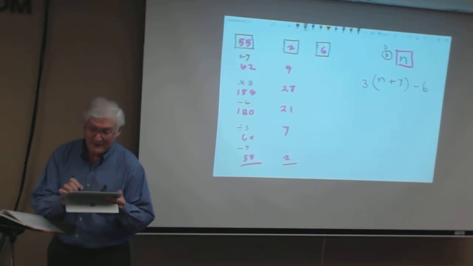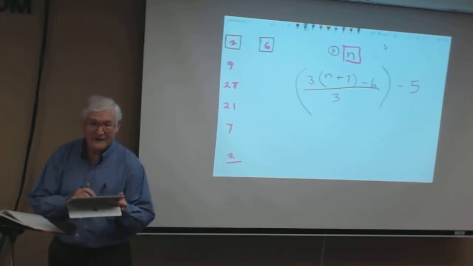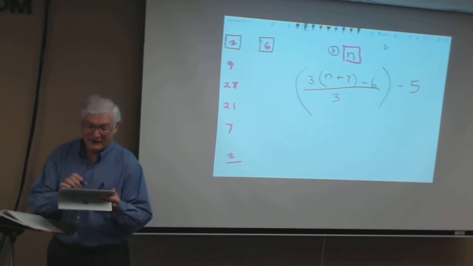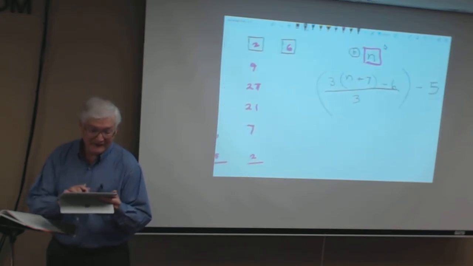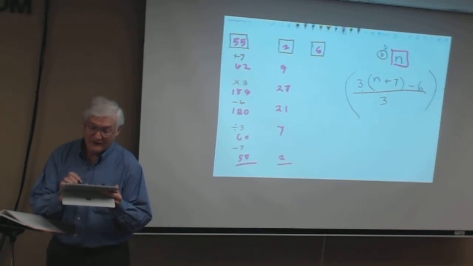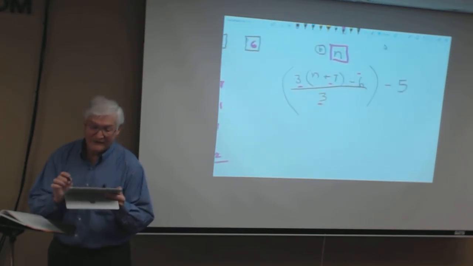Everybody see what I'm doing? Then that would be all of that divided by 3. And then that would be all of this minus 5. You follow me? And want to see where I got this picture? I took n for the number, I added 7, multiplied it times 3, subtracted 6, divided by 3, and then subtracted 5.